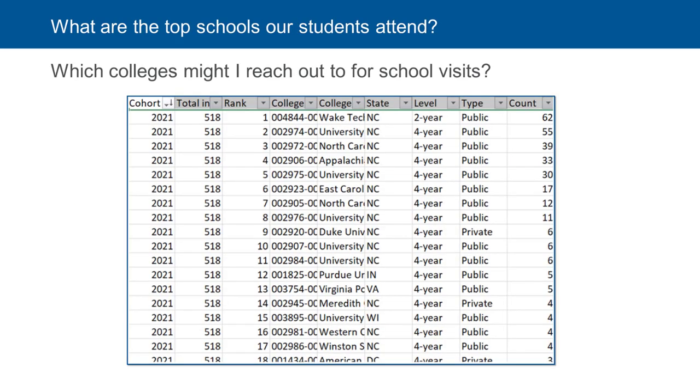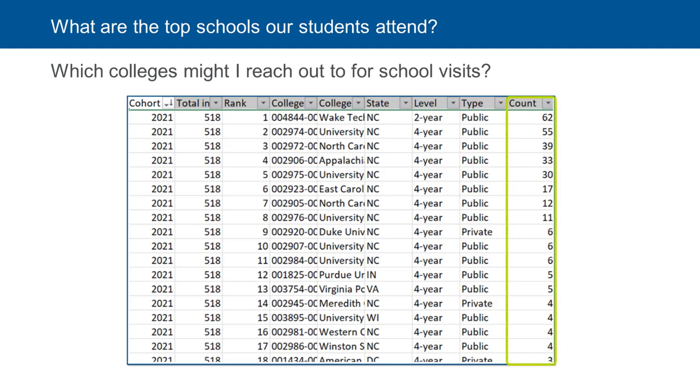What are the top schools that our students attend? And which colleges might I reach out to for a school visit? In the top 25 institutions report, you will see a list of, for each of your high school graduating cohorts, the total number of students that attended each of the top universities and colleges, as well as the number that attended, and depending on the year of the cohort, how many persisted to the sophomore year, and how many eventually earned a degree.